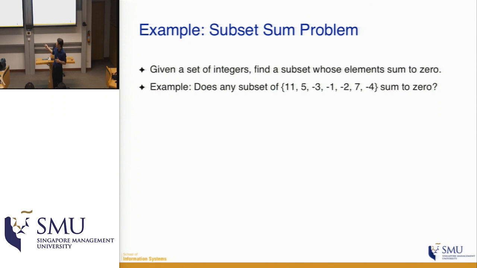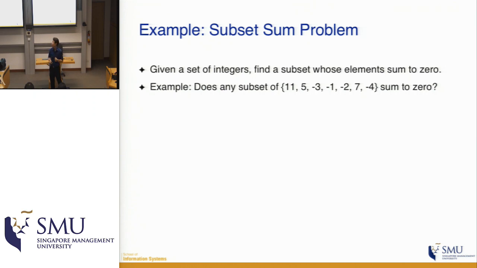Because this is a set of n numbers, how many possible subsets? It's going to be 2 to the power of n. Why? Because every element may belong or not belong to the subset, so there are always 2 possibilities for each element. So it will be 2 times 2 times 2 times 2, n times, which is 2 to the power of n.